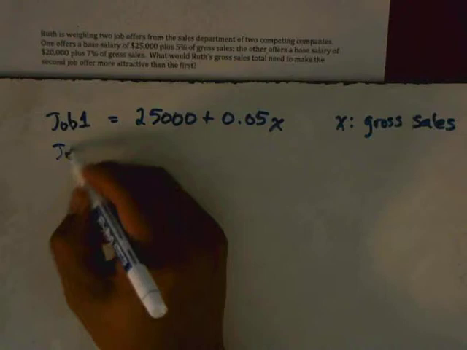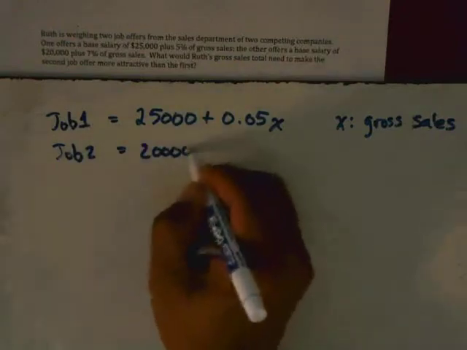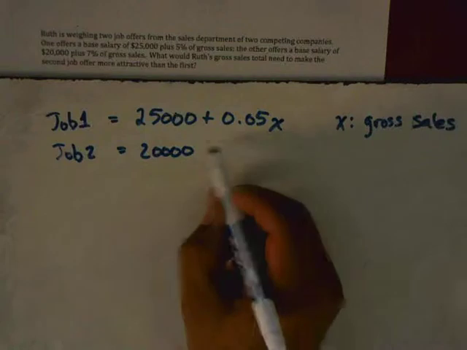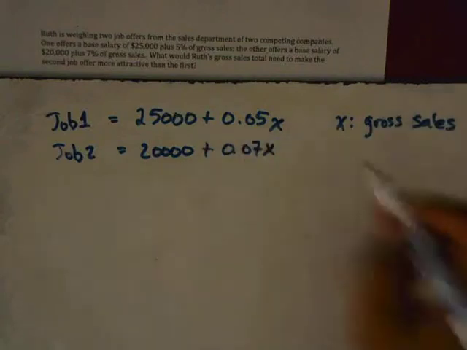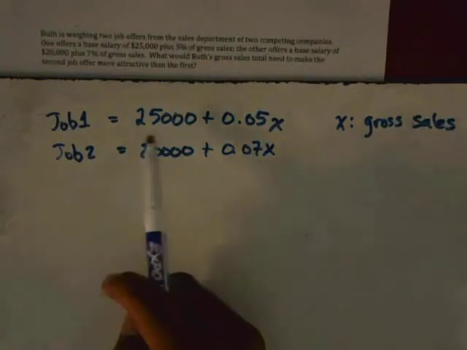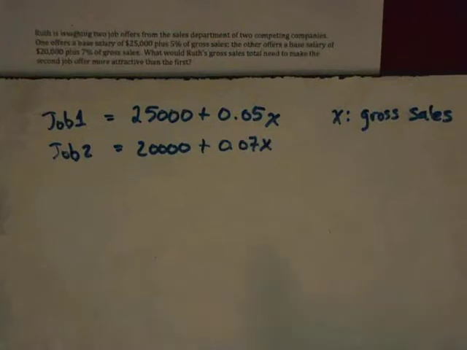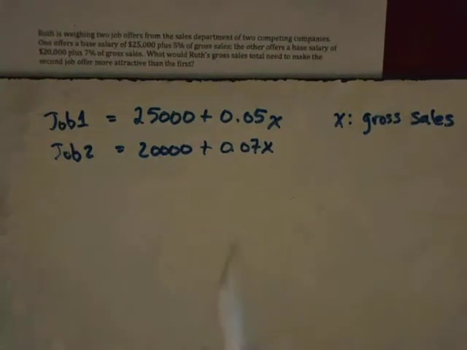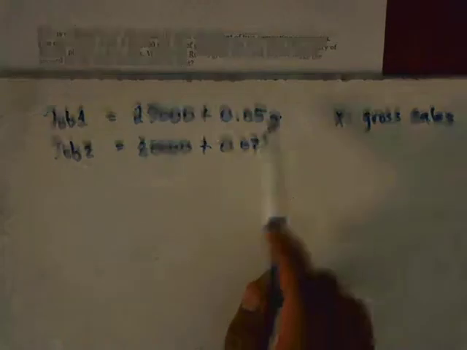Job 2 is equal to $20,000, so she's getting paid $5,000 less, but she gets a bigger percentage of the sales. So let's say she sold nothing. This job would pay her $25,000. This job would pay her $20,000. Let's say she sold like $1 billion. Well, this 0.07 here is going to bring in a lot of money, and it's going to overshadow this one.